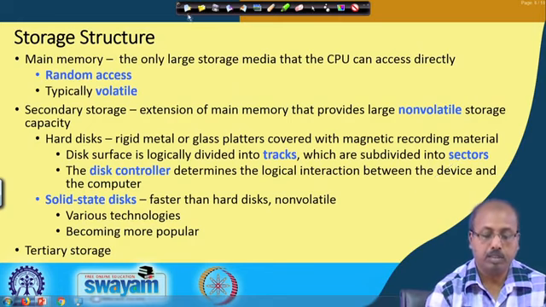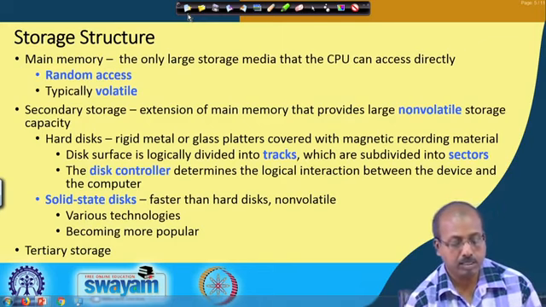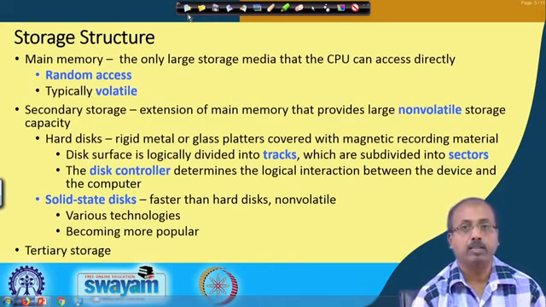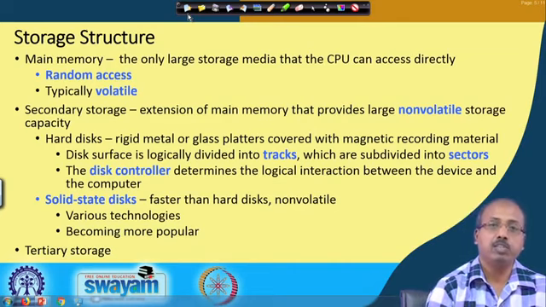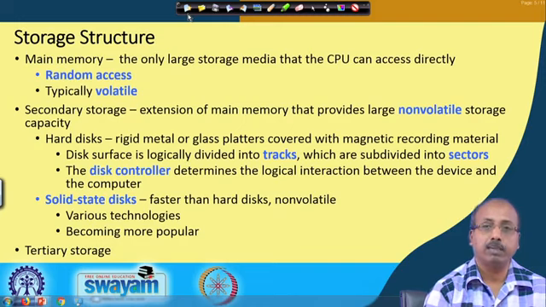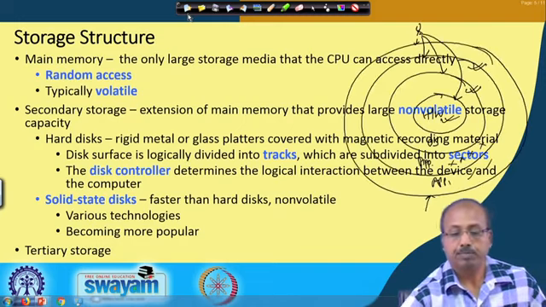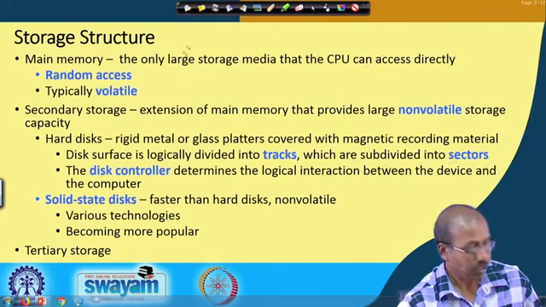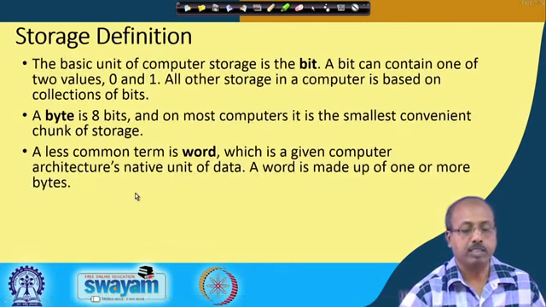Next we have solid state disks. They are faster than hard disks, but non-volatile. There are different technologies that are becoming more popular, like optical disks, and then there is tertiary storage. Here the storage capacity is even larger, but the access time is slow. Magnetic tapes, particularly tape drives, fall into this tertiary storage category.